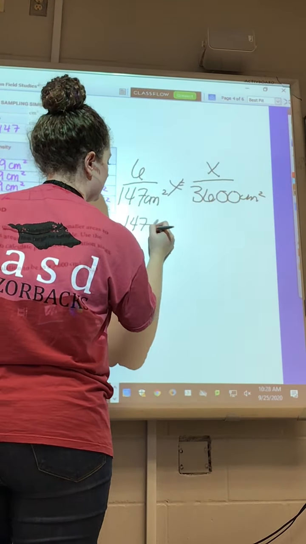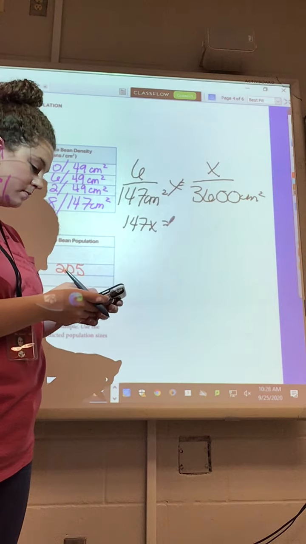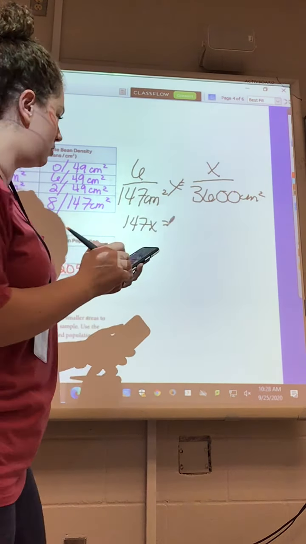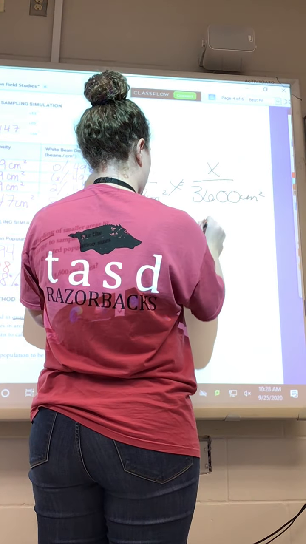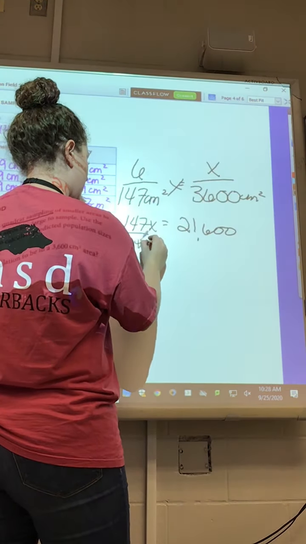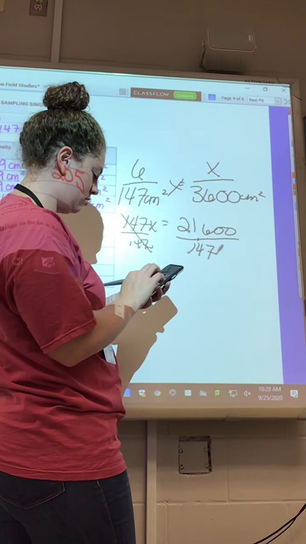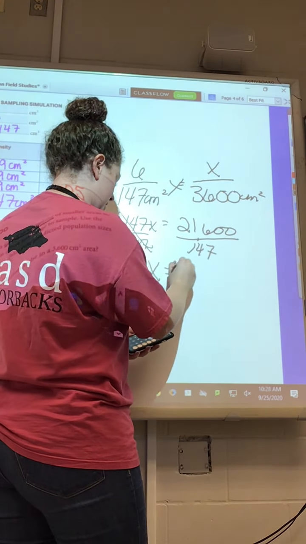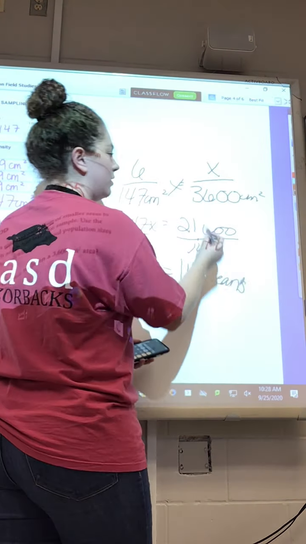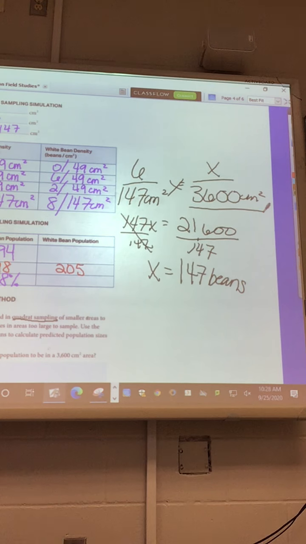147x equals, let me do the math, 6 times 3,600, 21,600, divide by 147, divide by 147, sorry my handwriting's not better. And you would estimate there to be 147 beans in an area that was 3,600 centimeters squared. So 147 beans.